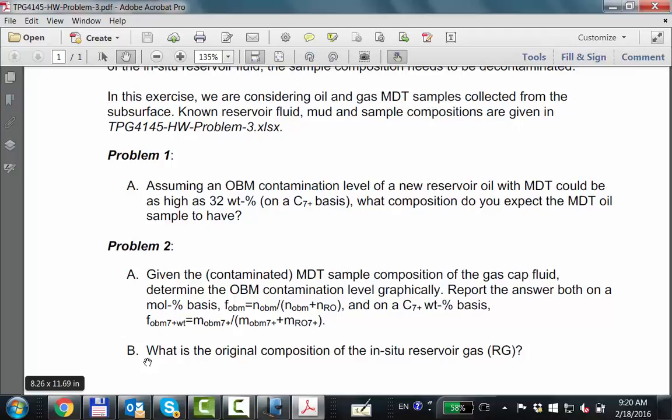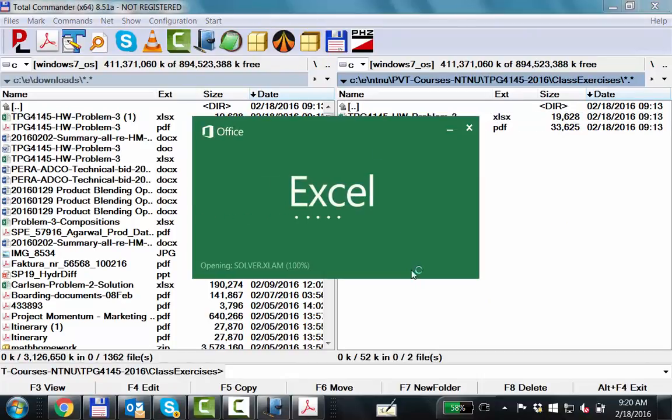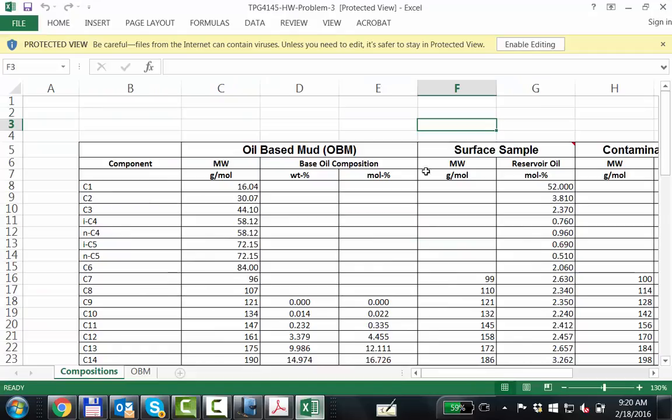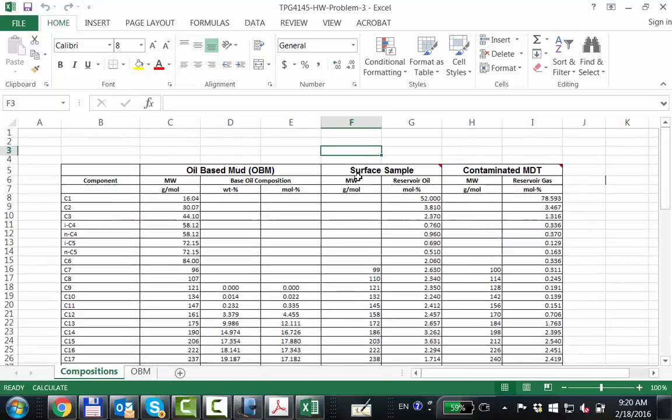And in the first problem, we're going to take a look. There's an Excel sheet that's provided with the problem, which you can use as a starting point for solving the problem. Okay, so this is the sheet.